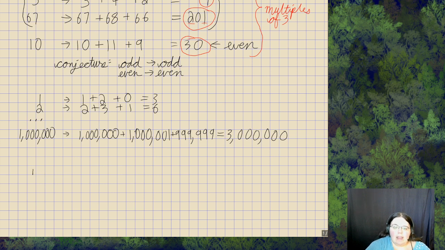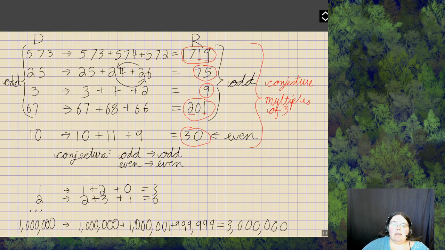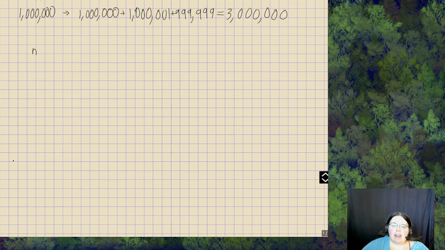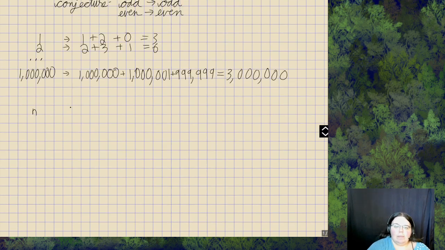So I'm just going to say n is going to be the name of a number. I'm just going to give it a name. So like we started with 573 up here, so n is going to be that same, it's going to be just a stand-in for the number we start with. So n will map to the sum of itself, one more, and one less.